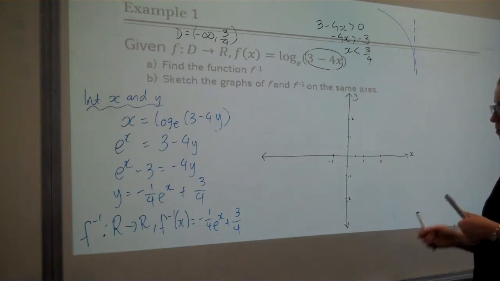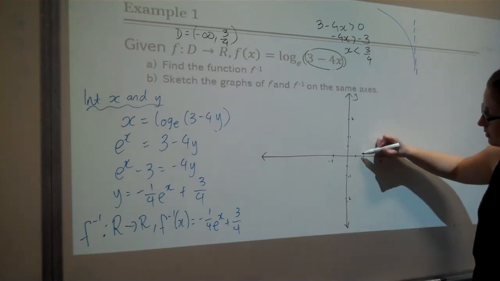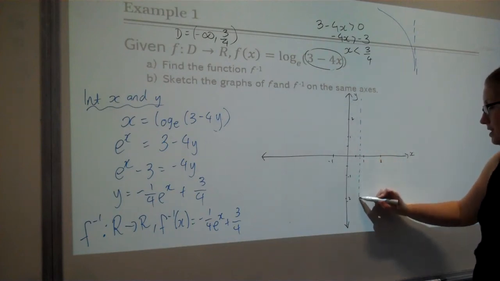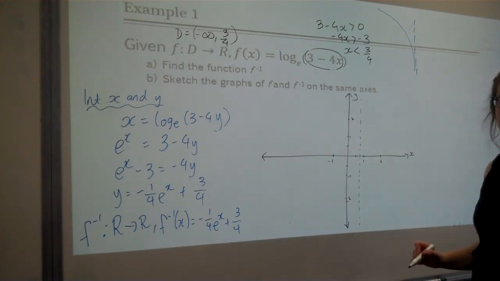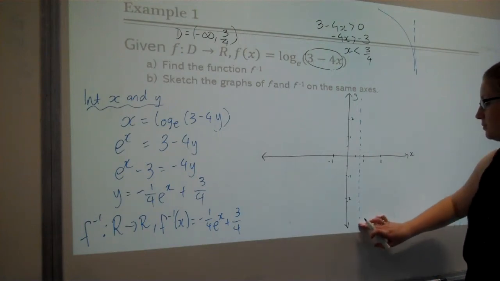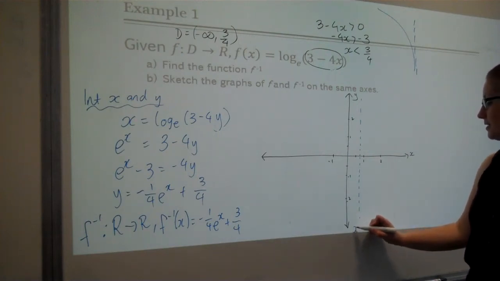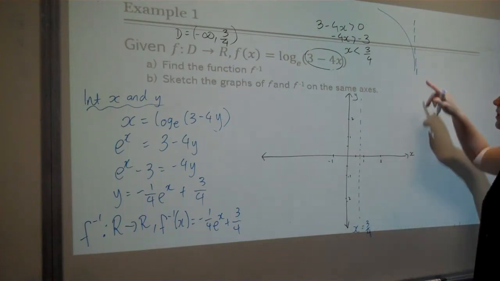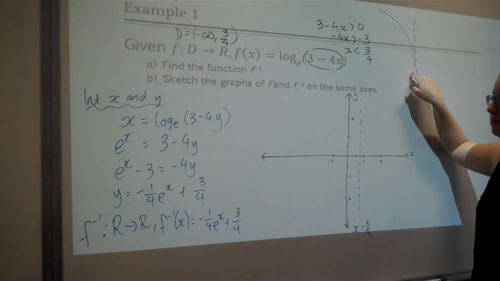So 3/4 is going to be here, like so. Please be careful with your scale. While you don't need to use a ruler and make sure it's 100% accurate, it does need to be reasonable. And we label the asymptote with the equation x equals 3/4.